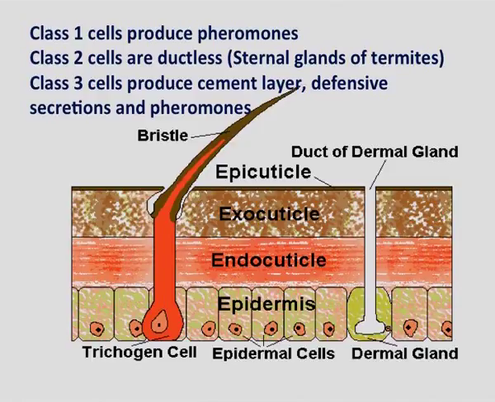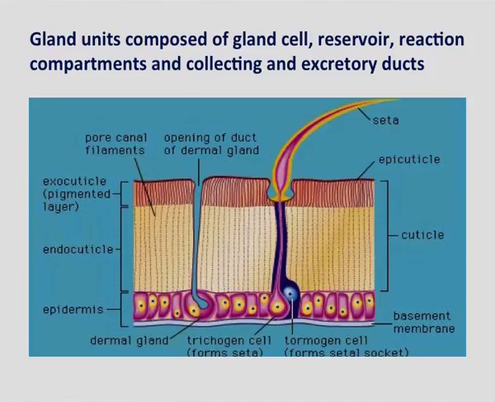Class 2 cells are ductlets, known from the sternal glands of termites, and class 3 cells produce the cement layer, defensive secretions and pheromones. So, what are gland cells? Generally, any gland cell contains a reservoir, reaction compartments, and collecting and excretory ducts.